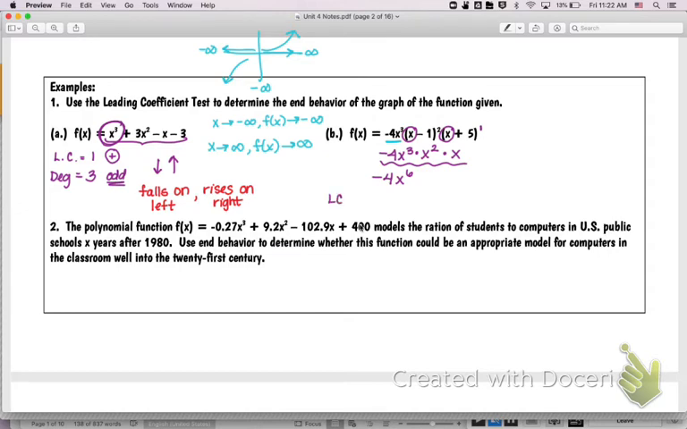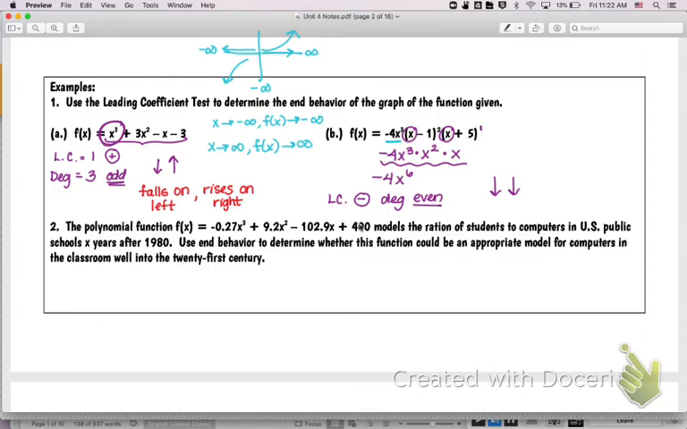So now we can see that the leading coefficient is negative and the degree is even. So that tells us that our arrows are going to be down, down. Or we could say it falls to the left, falls to the right, or as x approaches negative infinity, f of x approaches negative infinity, and so on. Okay, we're going to skip example 2 because I think it's kind of dumb.